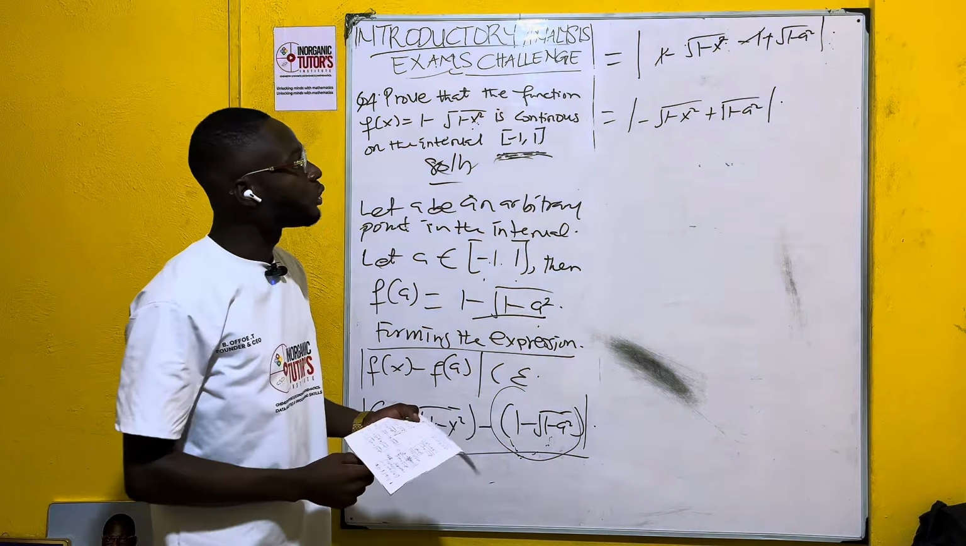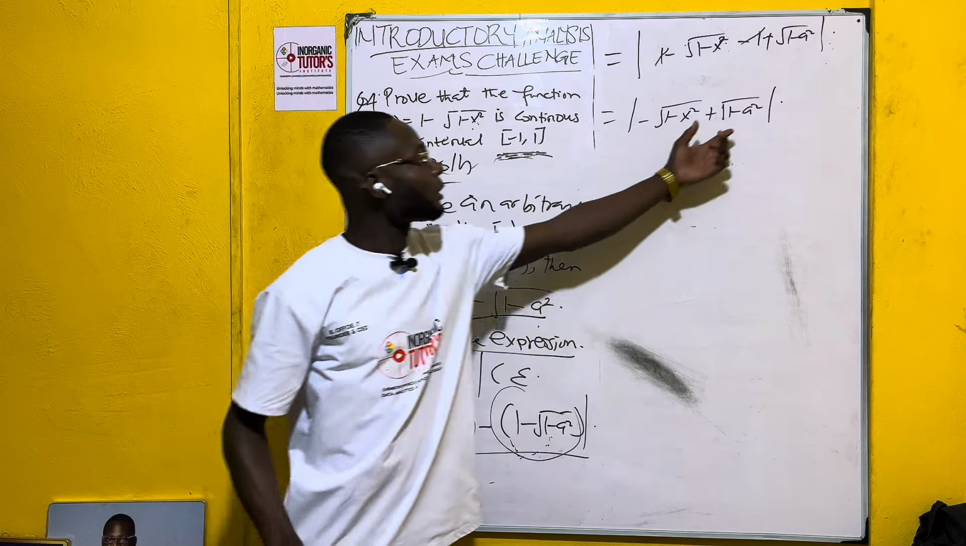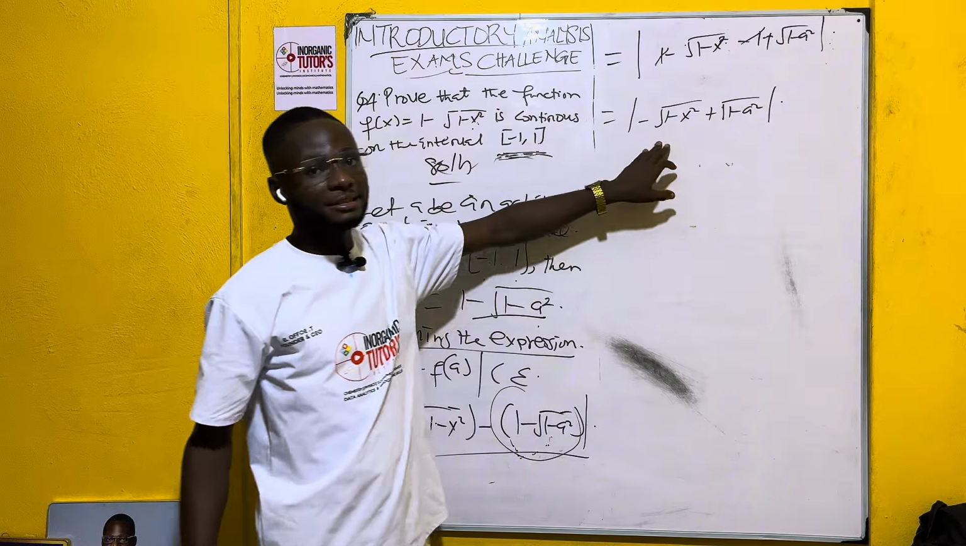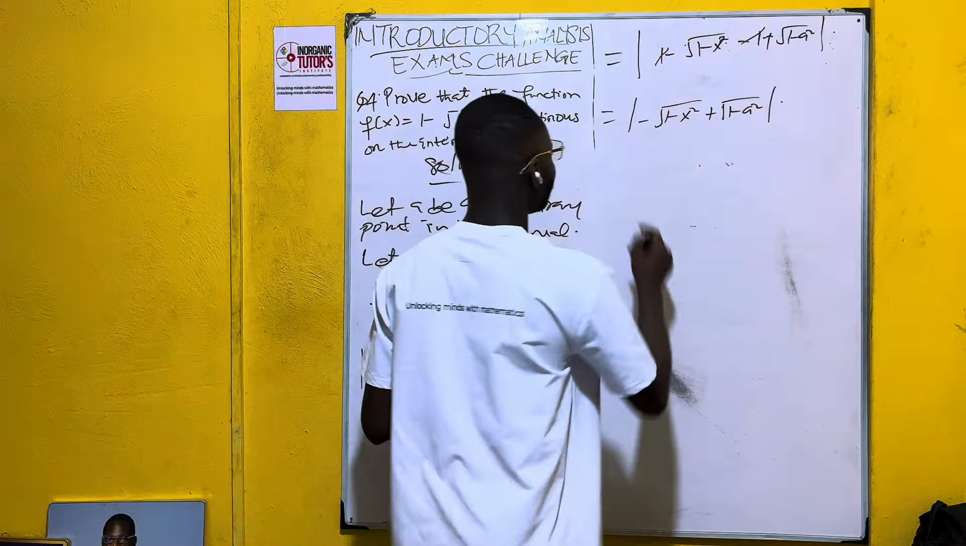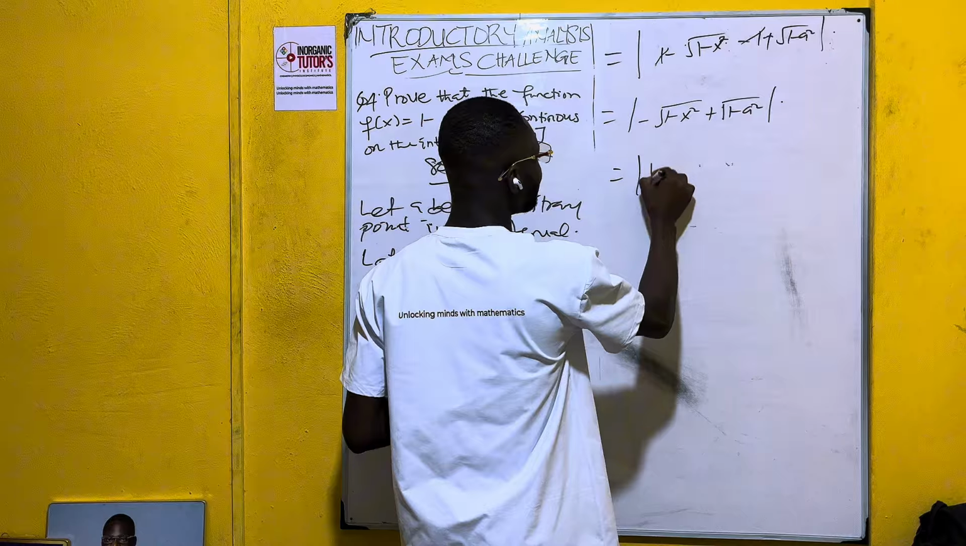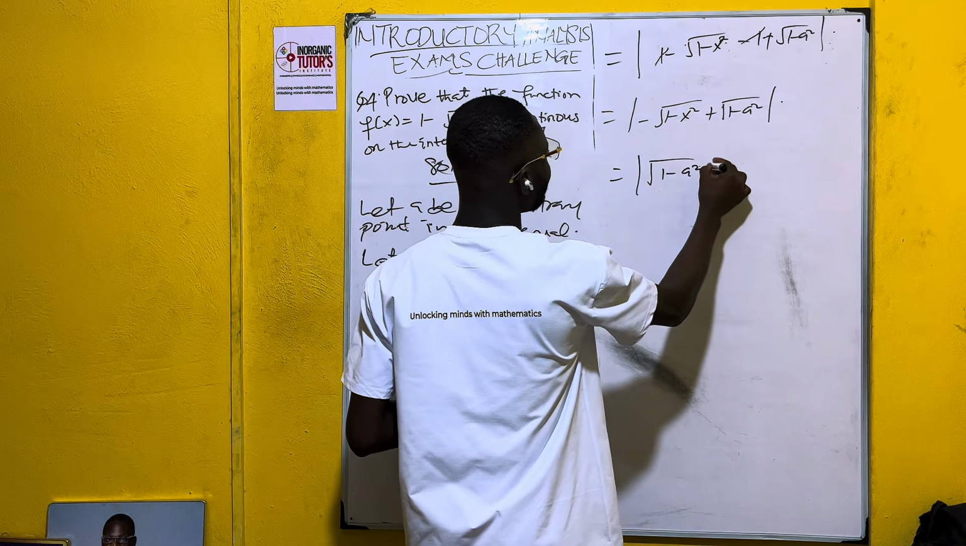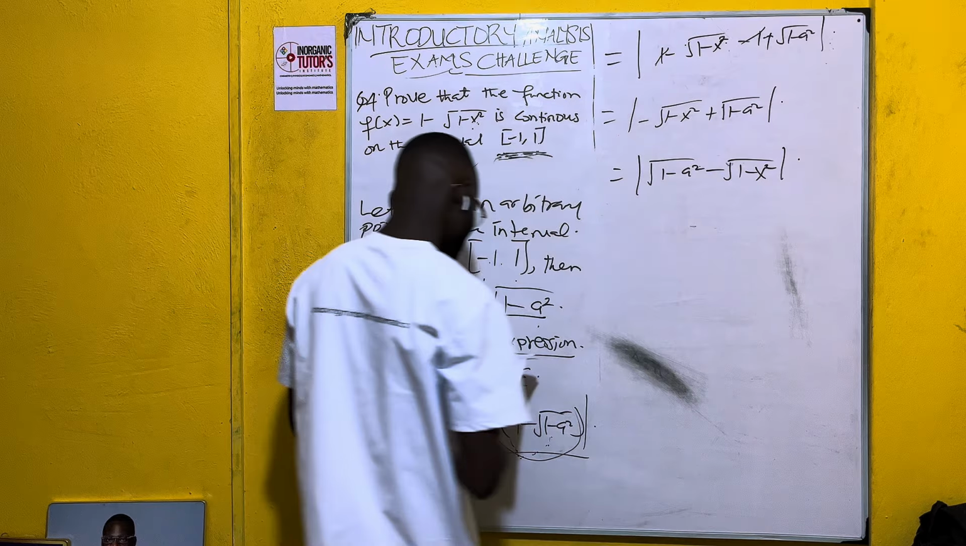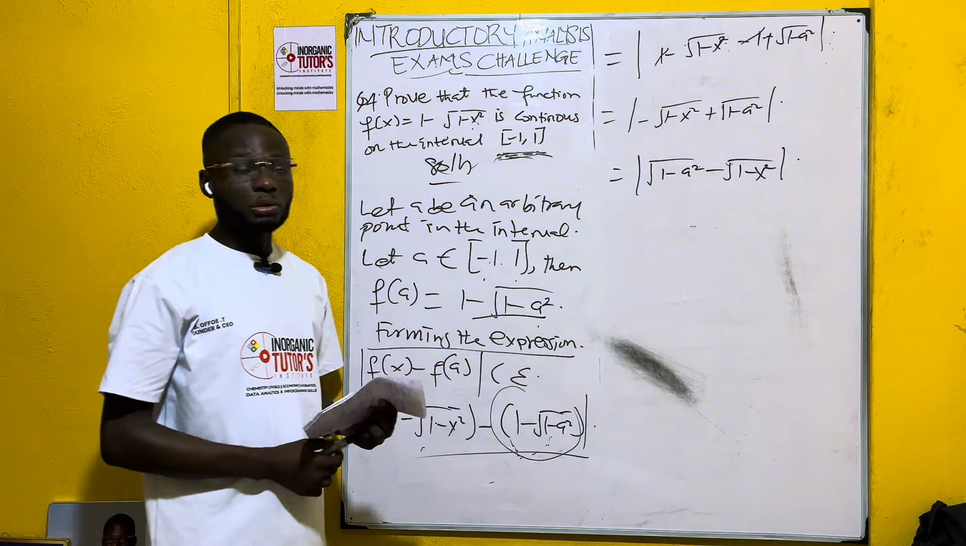Absolute value. So clearly we can see that we can position this first and position this second because this is positive and this is negative. So we have absolute value of square root of 1 minus a squared minus square root of 1 minus x squared. Right. So this is what we have.